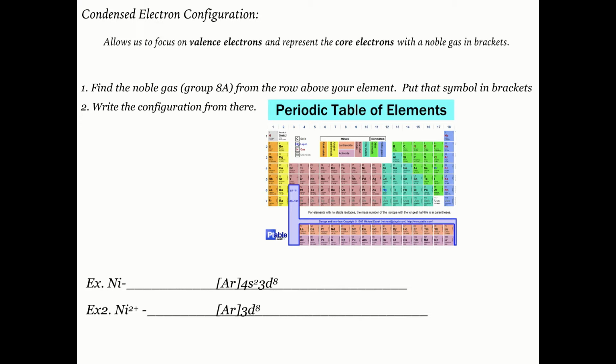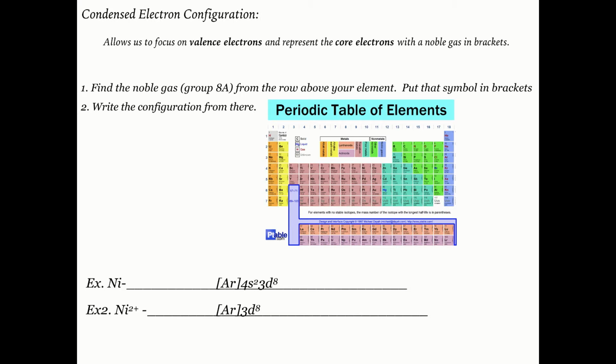Now you're not going to often see a 3+, and I've never seen a nickel with a 4+, because keep in mind, as you start removing from the 3d sublevel, that's much closer to the nucleus, and it's going to require much more energy because those are technically core electrons.